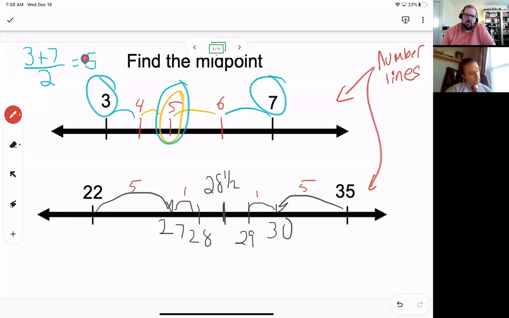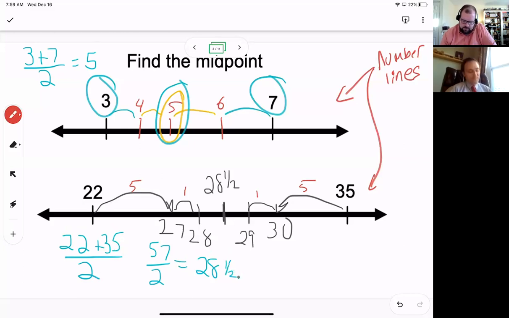Okay, and does that work for the bottom one? So 22 plus 35, that's 57. And if I divide 57 by 2, I get 28 and a half. Oh, look at us, we just figured something out. Beautiful.